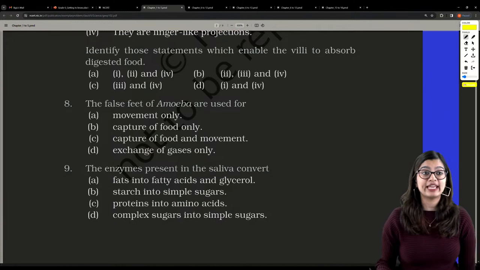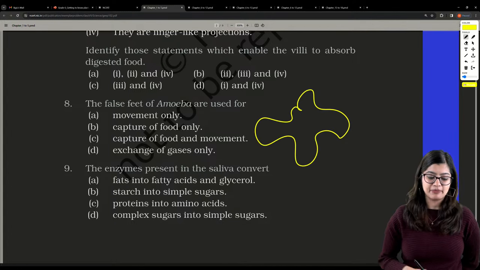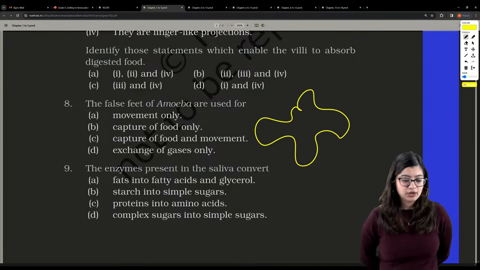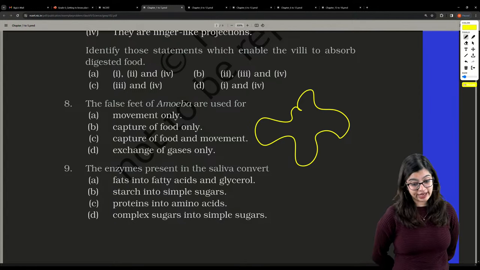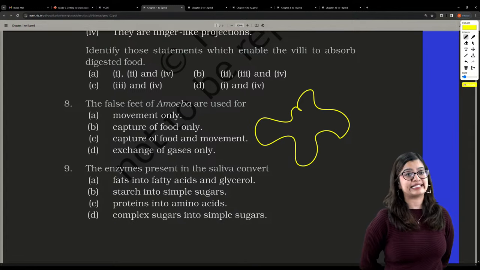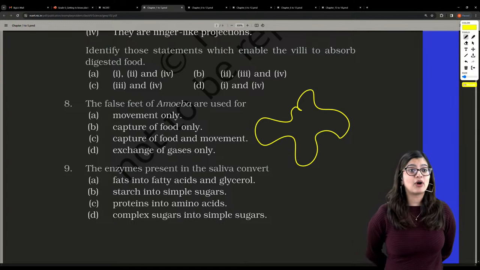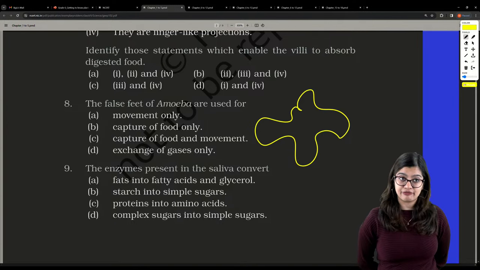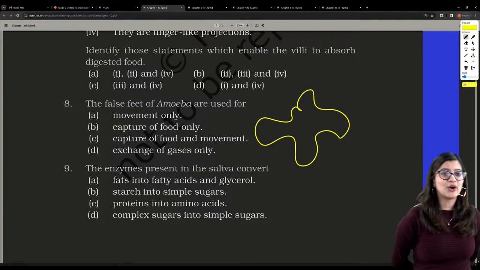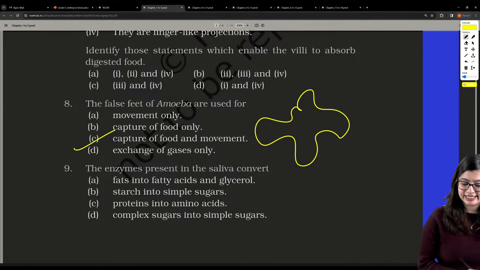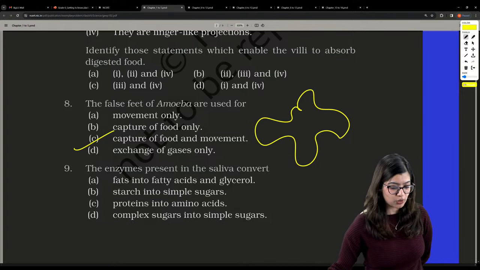The false feet of amoeba, right? The false feet in amoeba help the amoeba do what? Move only, capture food, help in capturing food and moving, or help with exchange of gases? Yes, I'm a South Indian. What is ATP, Rashi? Adenosine triphosphate, which is the energy currency. Okay, very good. So we see that they help in capturing the food and help in movement also.